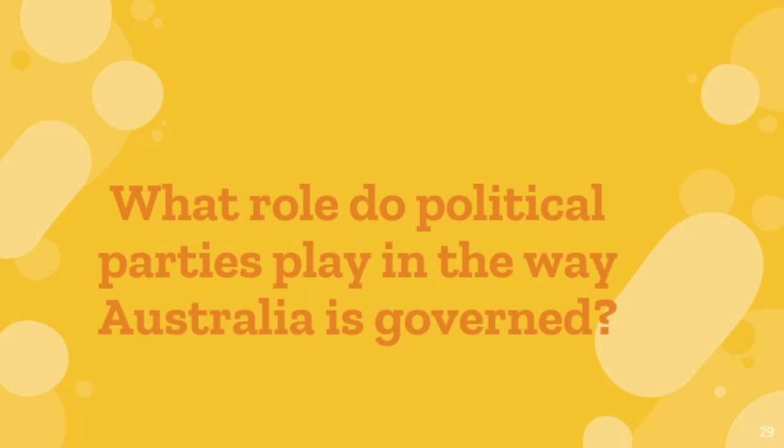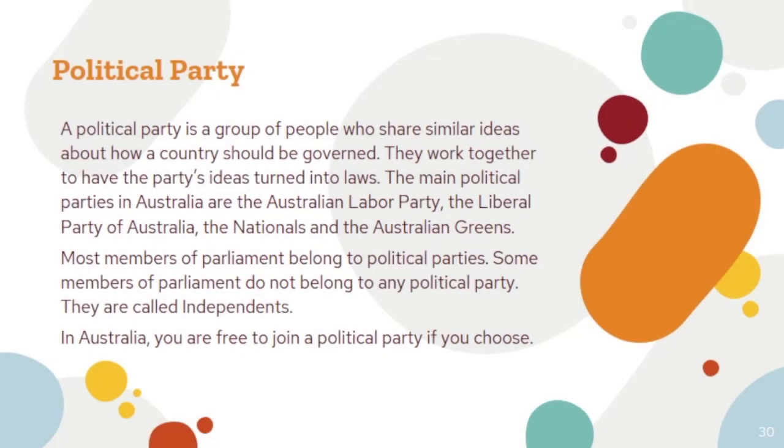What role do political parties play in the way Australia is governed? A political party is a group of people who share similar ideas about how a country should be governed. They work together to have the party's ideas turned into laws. The main political parties in Australia are the Australian Labor Party, the Liberal Party of Australia, the Nationals and the Australian Greens. Most members of Parliament belong to political parties. Some members of Parliament do not belong to any political party. They are called independents. In Australia, you are free to join a political party if you choose.